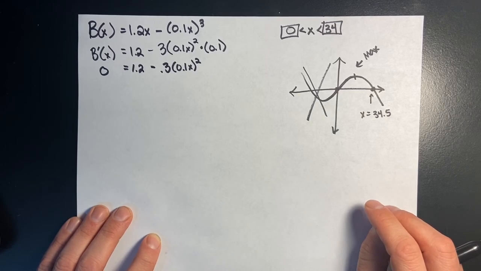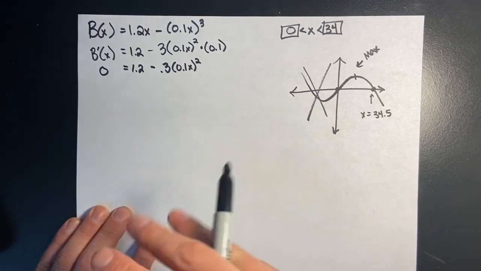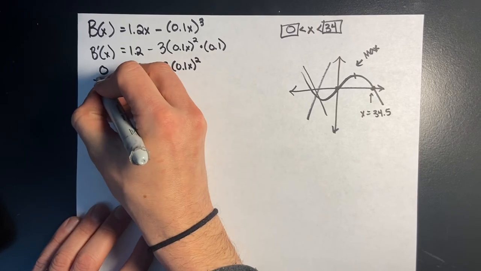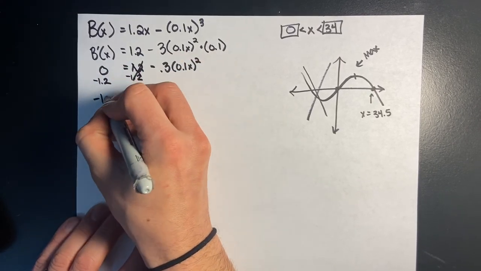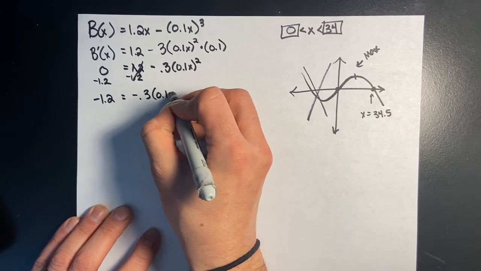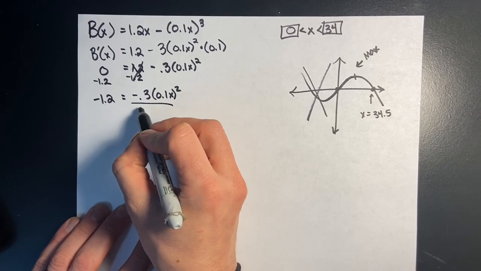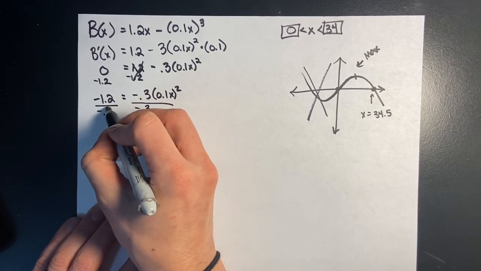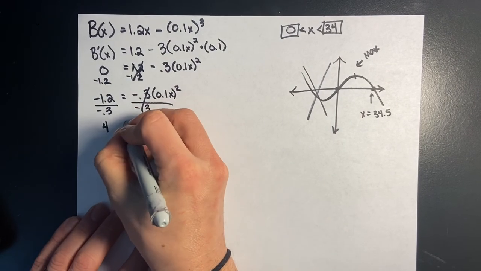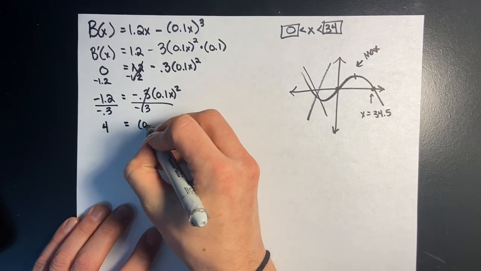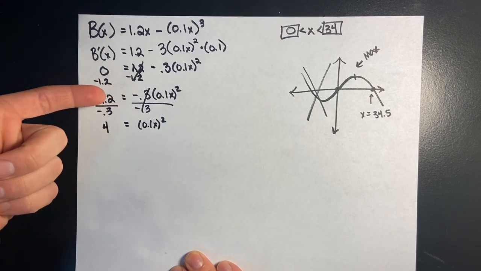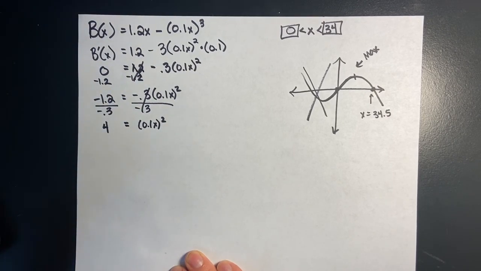Okay? This is going to be fun. You ready for some fun? I'm ready for some fun. I have to get x all by itself. I'm not even close to it. So I can subtract 1.2 from both sides. Negative 1.2. I have negative 0.3 times 0.1x squared. I can divide everything by negative 0.3. How incredibly convenient. I mean, it makes sense. If 12 divided by 3 is 4, then 1.2 divided by 0.3 is 4.